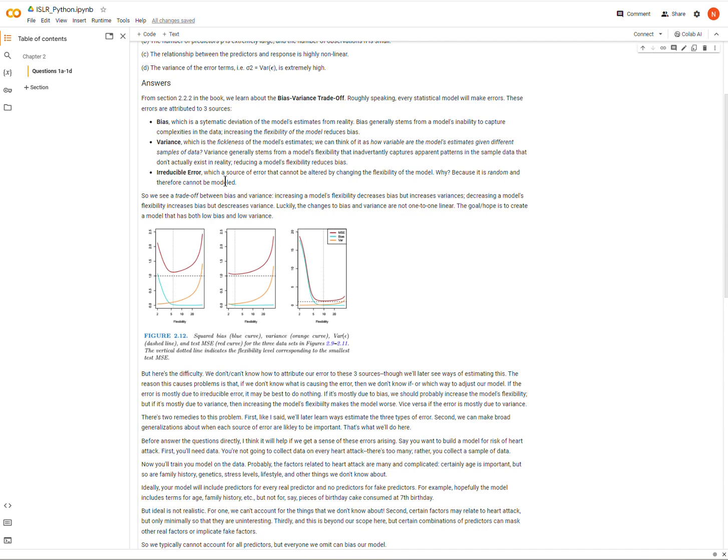Okay. Now, the problem, well, I should say the difficulty, is that when we are finding error in our model, we don't actually know whether it's due to bias or variance or irreducible error. We will see later in the book ways of trying to estimate the contributions from these three sources, but we don't really know, okay?